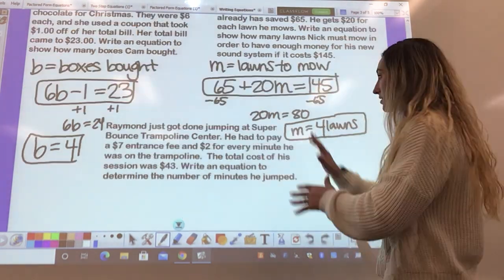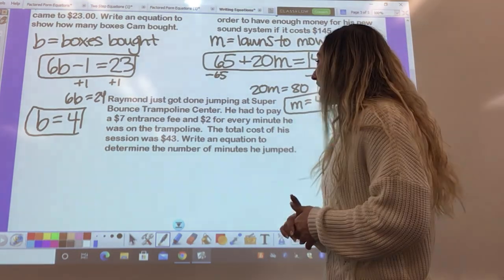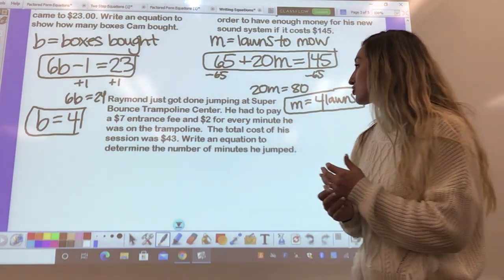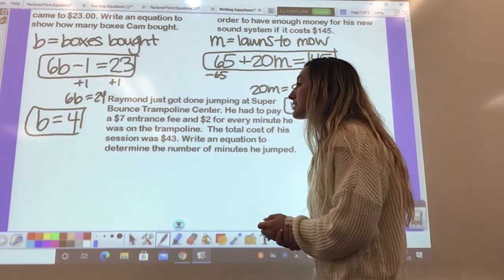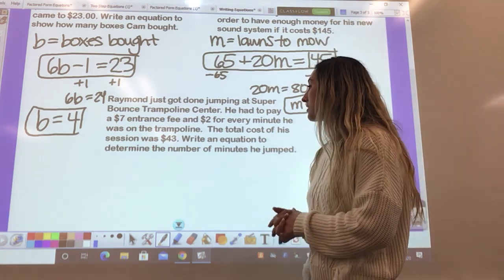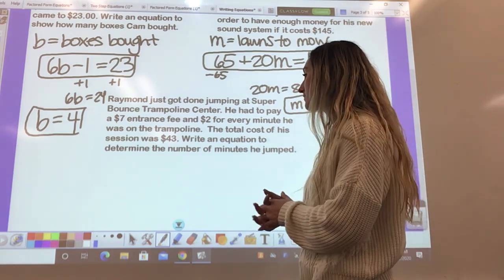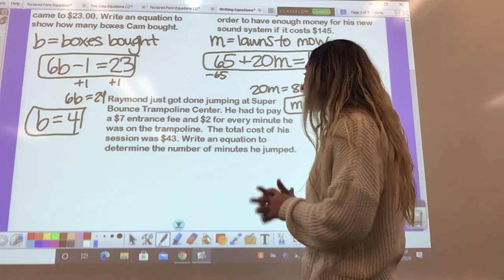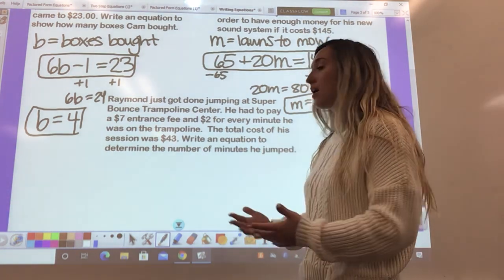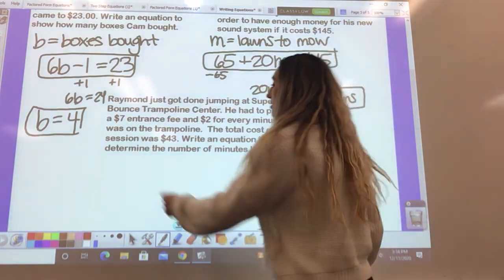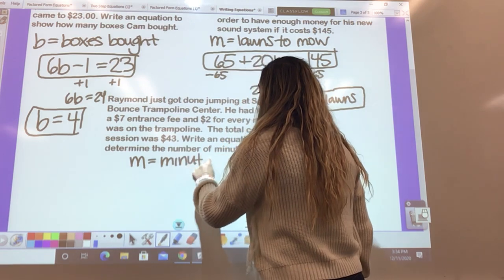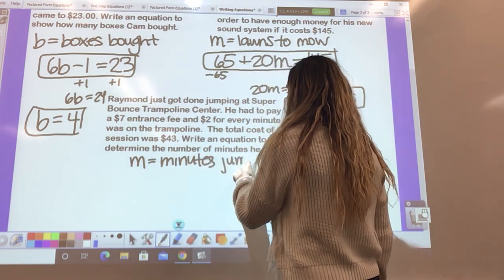All right, one more. Hopefully you're still with me. It says Raymond just got done jumping at the Super Bounce Trampoline Center. He had to pay a $7 entrance fee and $2 for every minute he was on the trampoline. The total cost of the session was $43. Write an equation to determine the number of minutes he jumped. So we want to know how many minutes he jumped. So I'm going to say that the variable m stands for minutes jumped.